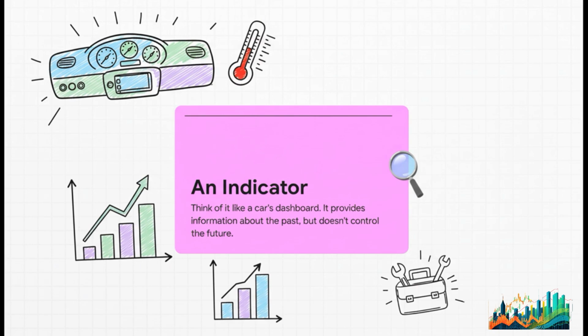So what even is an indicator? Well, the absolute best way to think about it is like your car's dashboard. I mean, your speedometer tells you how fast you're going right now, but it doesn't predict you're about to hit the gas, right? Your fuel gauge shows you what's left in the tank, but it doesn't magically create more fuel. Stock indicators are exactly like that. They give you useful information based on what's already happened.